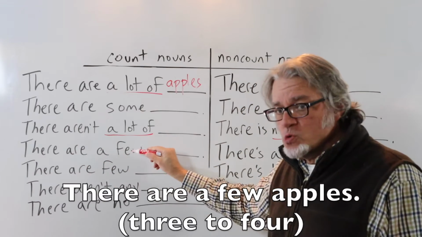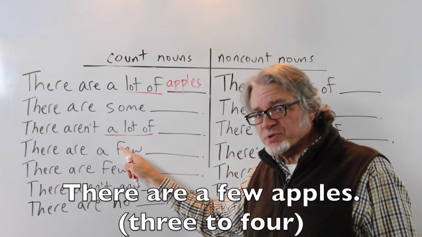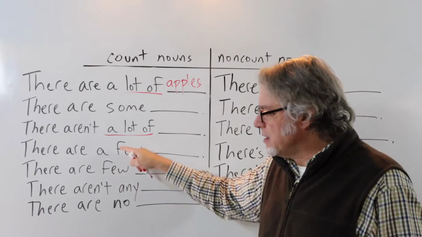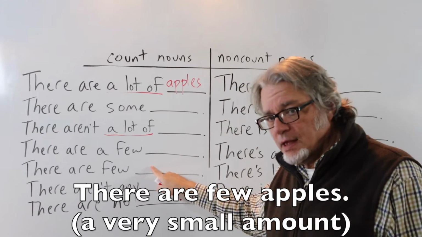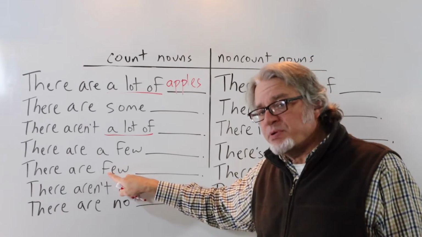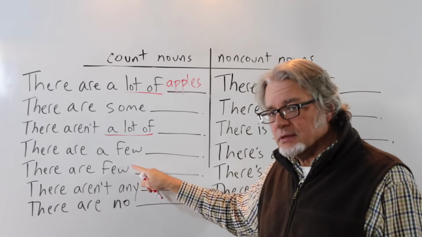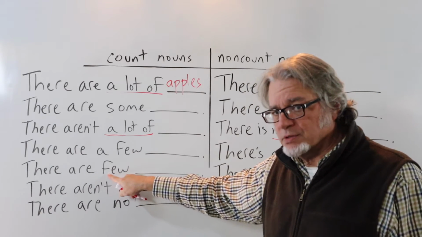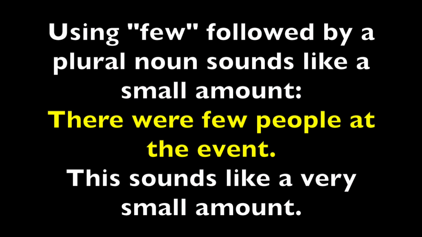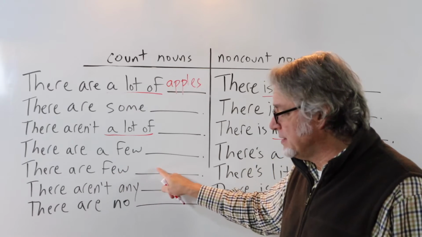There are a few, and then the noun, apples. This would be perhaps 3 or 4. And a smaller amount sounds like there are few apples. This is always compared to another amount. So this could be greater than 4, 3 or 4, but it sounds like a small amount, very small. There are few, and then the count noun.